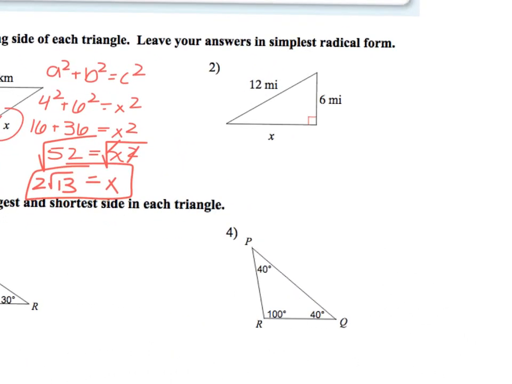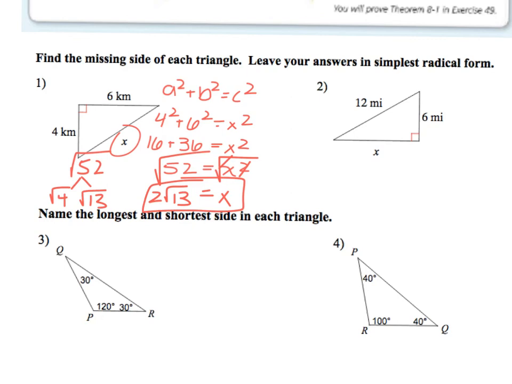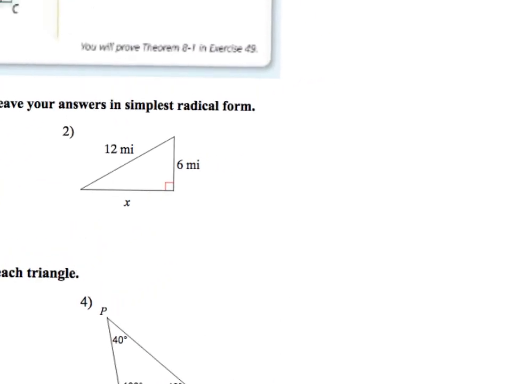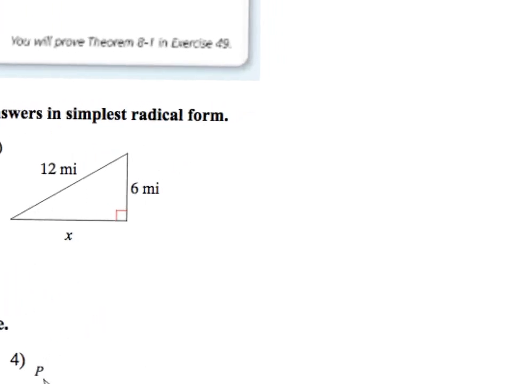Number 2. The difference with number 2 is last time our missing part was over here on the right hand side all by itself. But now you'll notice that the two pieces that form the legs, one of the legs is missing. So let's let one of the legs be missing. That's a 6, by the way. Sorry, I know that looks just like my B. And then 12 would be across from the 90-degree angle, making that our hypotenuse, or our C value.